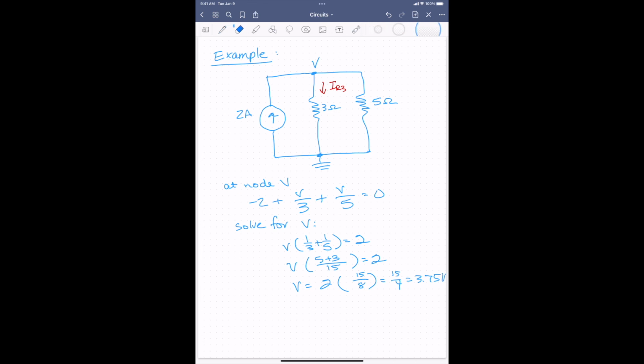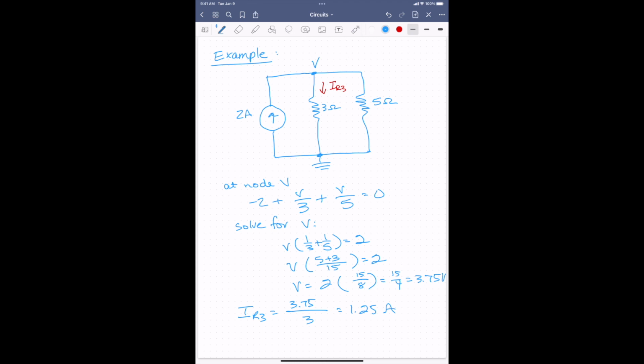So now I can solve for IR3, and we know that IR3 is equal to the voltage, 3.75 minus 0, of course, divided by 3, which turns out to be 1.25, which I could have done in my head had I bothered to look instead of using my calculator. Again, that's one of the conveniences of keeping everything as a fraction, but that's what IR3 is.